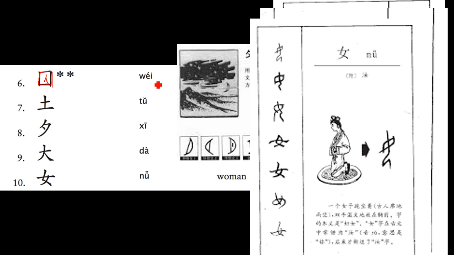Alright, let's read those 5 radicals one more time. 围, 土, 西, 大, 女. Now let's write. 围, 竖, 横折, 横. 土, 横, 竖, 横. 西, 撇, 横撇, 点. 大, 横撇捺. 女, 横撇捺撇.